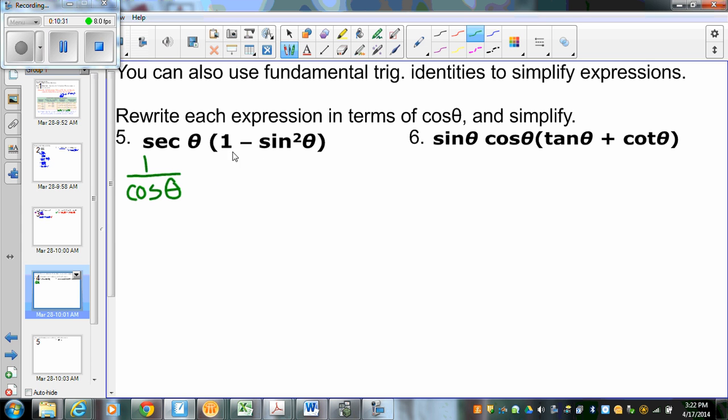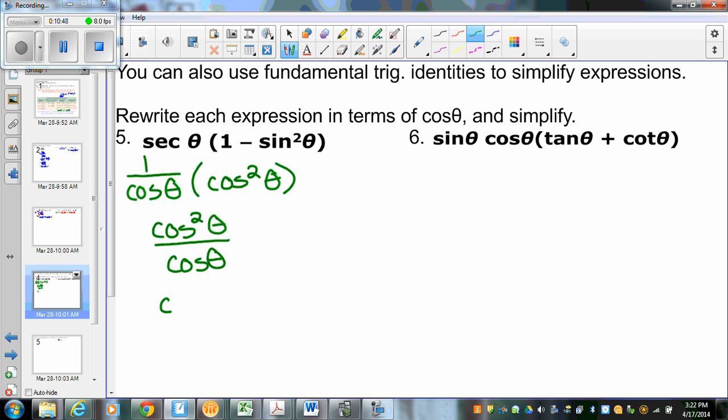So going back to here, 1 minus sine squared theta. Well, I know from what I just figured out that that's equivalent to cosine squared theta. So now my problem just becomes cosine squared theta over cosine theta, which just simplifies to cosine theta. This is just like having x squared over x. You would cancel out an x, and you would just have the x left. You can do the same thing with your trig ratios. So all of this up here in number 5 simplifies to just cosine of theta.